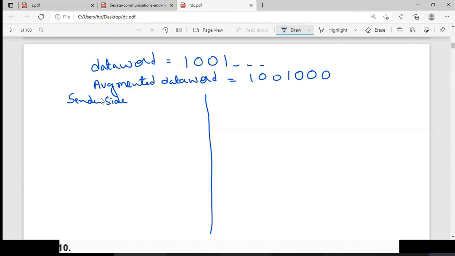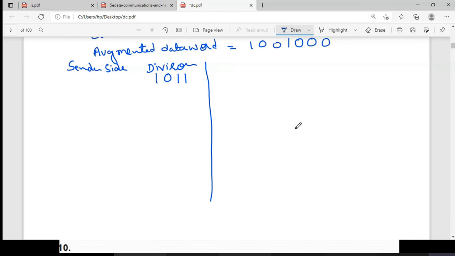So what is the divisor we are going to use? I will talk more about this divisor later. It is 1011. The same thing is used at the receiver also. I told you these are standard divisors you need to use. Now, how to do the division? Take the divisor here, 1011, and here you write the augmented data word.